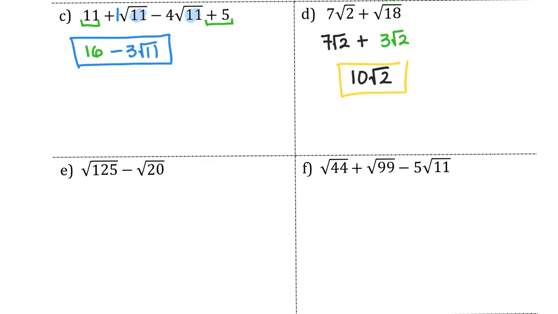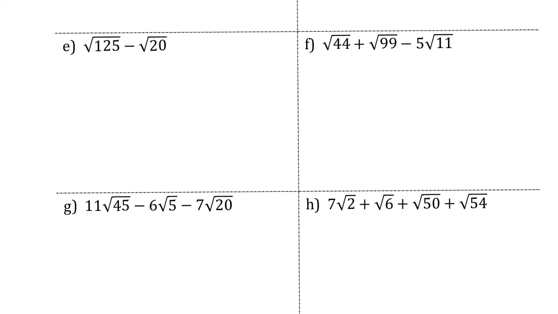Okay, let's look at the next one. For E, I have square root 125 and square root 20. They definitely are not matching radicands. They are not like terms, but they don't appear to be. Let me see if I can simplify either of them.